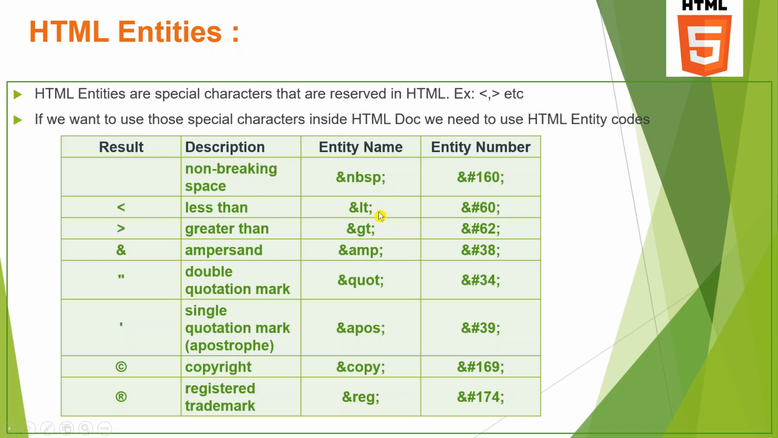You can also use the entity number, but the recommended way is the entity name, because names are easier to remember than numbers, friends. Like that, for the greater than symbol, ampersand gt. If you want to use ampersand itself, then ampersand amp. For double quote, ampersand quot, like that, apostrophe. If you want to display the copyright symbol, then you need to use this one.